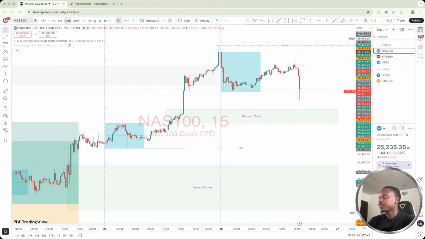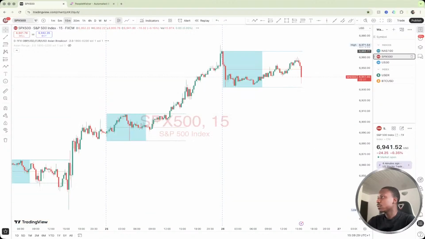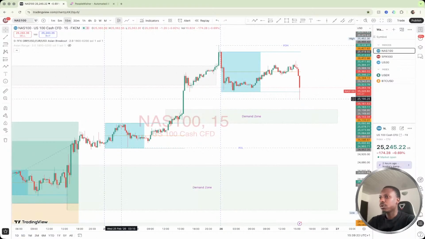Let's wait and see. So we have the first 15 minutes candle already rejecting back to the upside, and that is a very common thing to see. All right, let's give it a little bit more minutes.